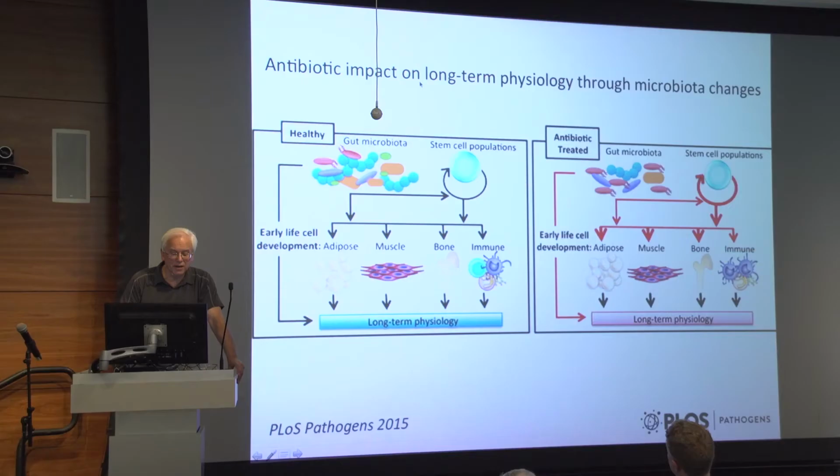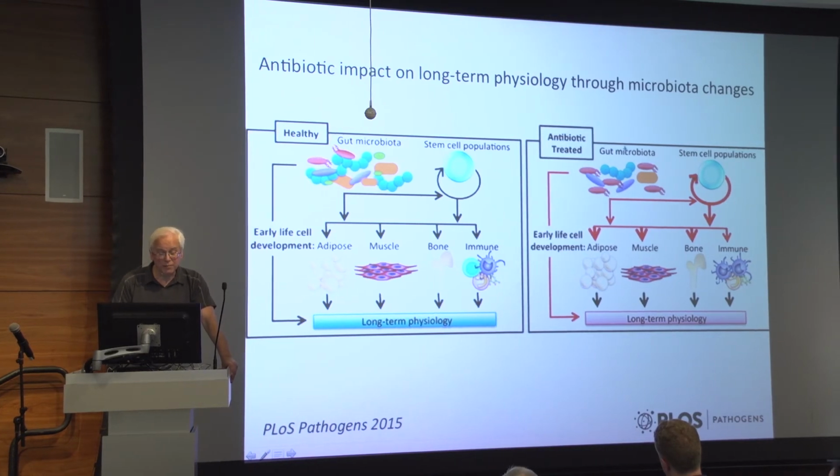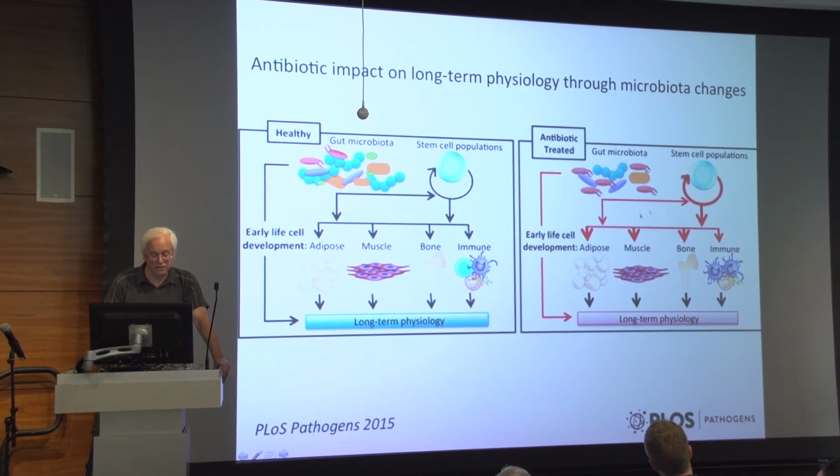So how do we put all this together? Our hypothesis is that antibiotics are having an impact on long-term physiology through changes in the microbiota. Our idea is that in health, we have co-evolved with a gut microbiota, which is having stereotypic conserved conversations with stem cell populations and stem-like populations. And these conversations are guiding early life cellular development, if they're mesenchymal cells, adipose, muscle, bone, or immunocytes, and this is leading to long-term physiology. In contrast, a perturbed microbiota by antibiotics or C-section or compounded factors leads to an abnormal microbiota having abnormal conversations, leading to abnormal early life development and long-term physiologic consequences.